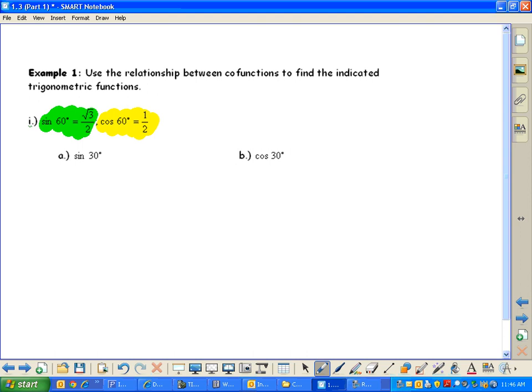It is equal to the cosine of 60, yeah. Based on the activity that you did at the beginning of the lesson, the sine of 30 is actually equal to the cosine of 60. And then they give you the cosine of 60 there. The cosine of 60 is a half.